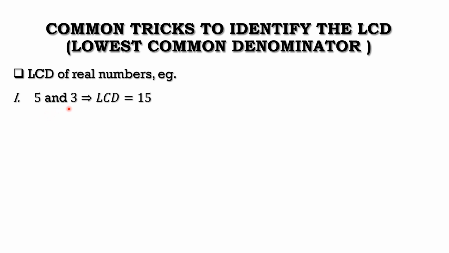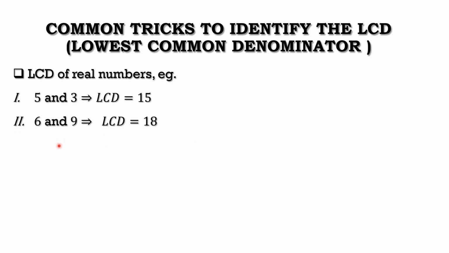Now, 3 also has 15 as an element when it comes to multiples of 3. 3 times 1 is 3, 3 times 2 is 6, 3 times 3 is 9, 3 times 4 is 12, and 3 times 5 is 15. So if you are very smart here, you are going to analyze that the LCD can also be the multiplication of 5 and 3, which will also give us what? 15.